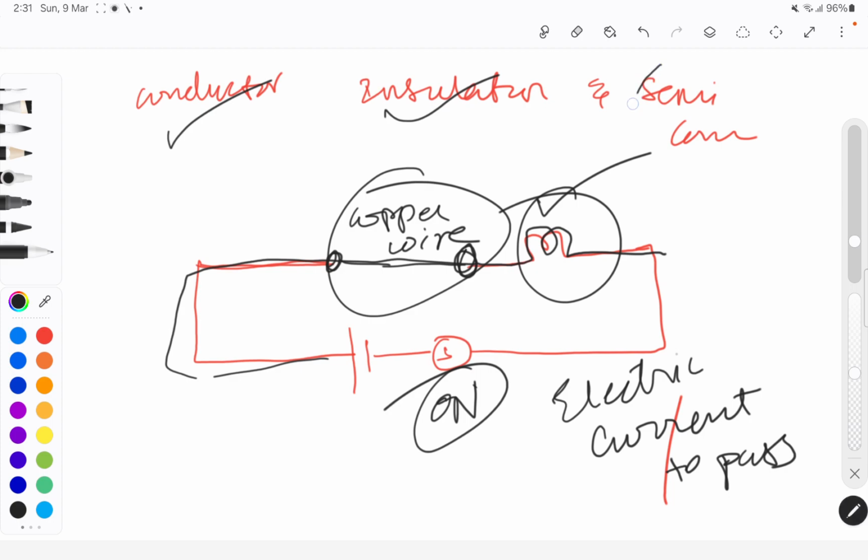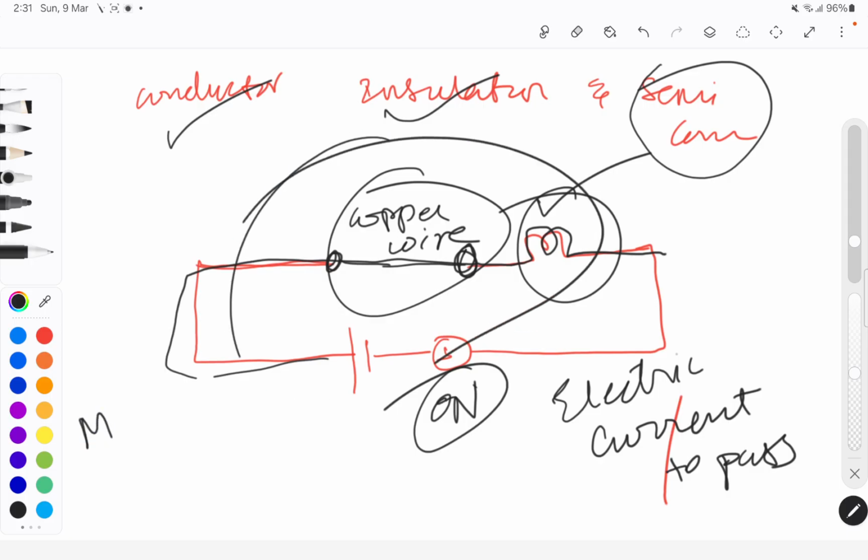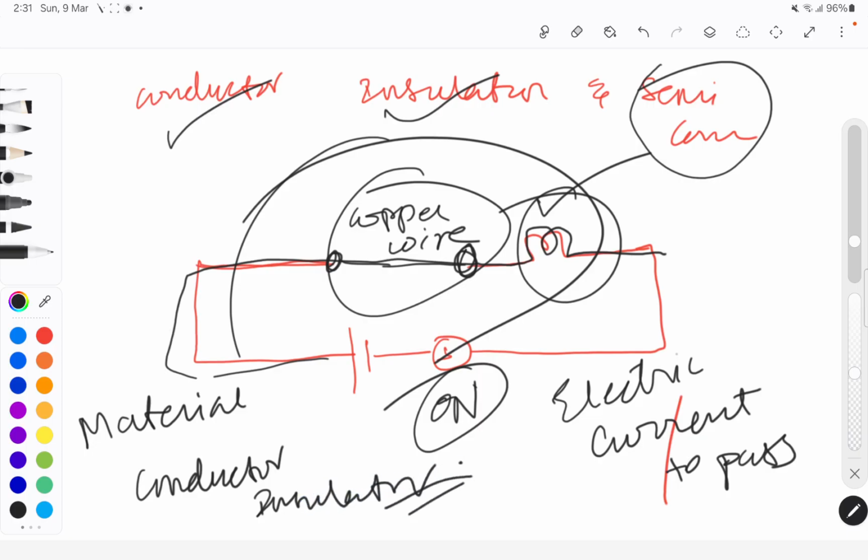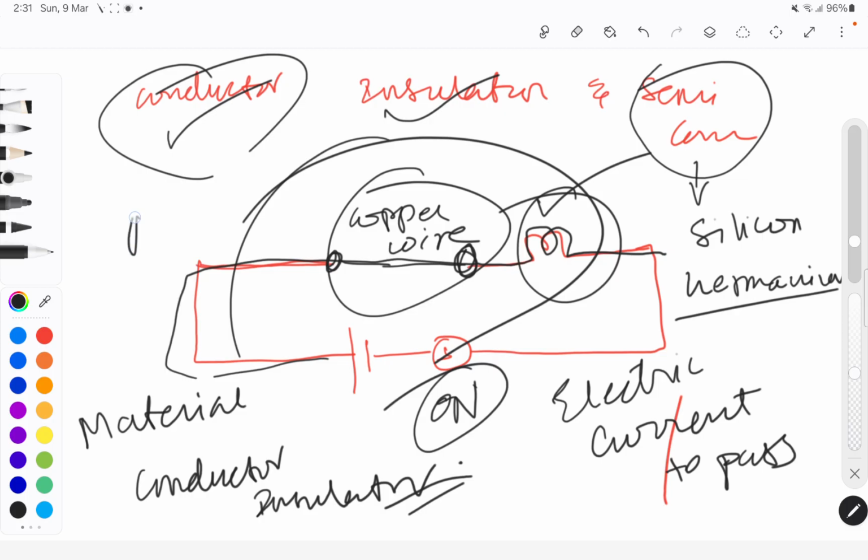Now one more classification is semiconductor. We don't explain that in this activity, it is only for consideration. These are those materials which are not completely conductor, not completely insulator. They have some properties of conductor and some properties of insulators. Those are called semiconductors, right? Examples for semiconductors are silicon, germanium. And conductors, there are many examples. All metals are conductors. Okay, right?